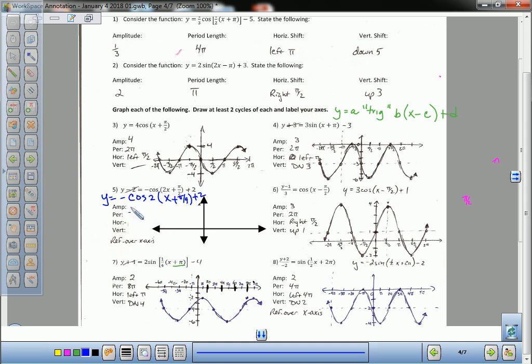All right, so the amplitude is actually a positive 1. That negative out in front causes that reflection.